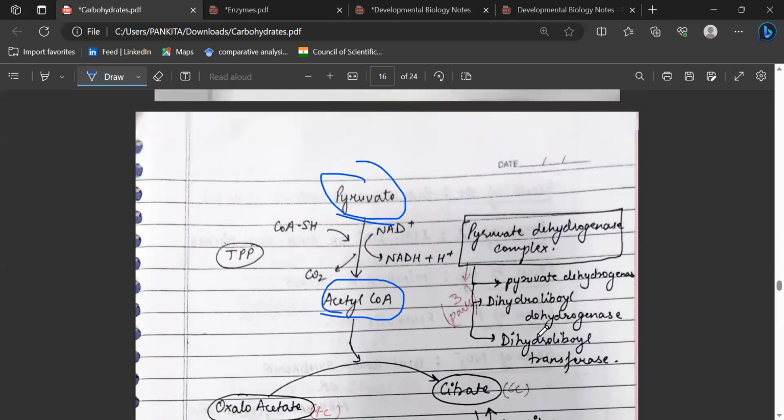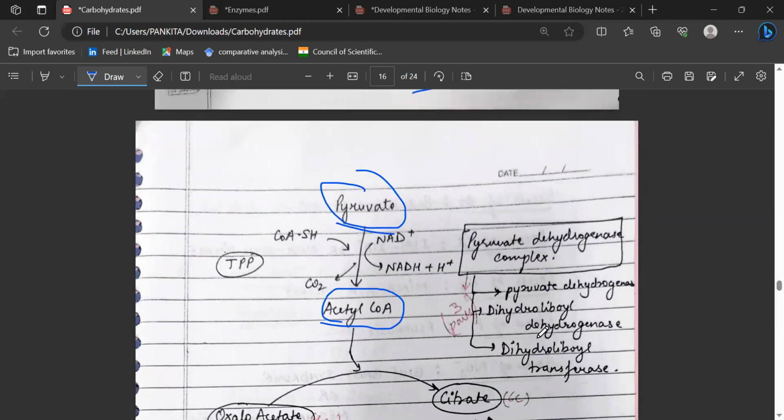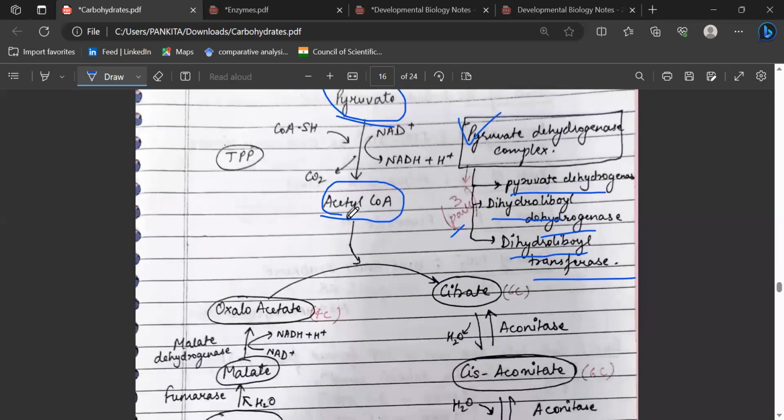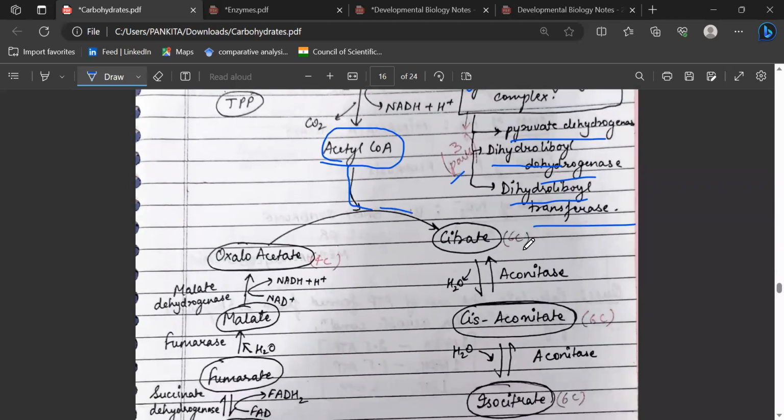So we have the pyruvate dehydrogenase complex over here, which comprises 3 parts. The 3 parts of the pyruvate dehydrogenase complex are: first, pyruvate dehydrogenase; second, dihydrolipoyl dehydrogenase; and then dihydrolipoyl transferase. So the conversion of pyruvate to acetyl-CoA involves the pyruvate dehydrogenase complex. From acetyl-CoA, it is converted into citrate, which is a 6-carbon compound.